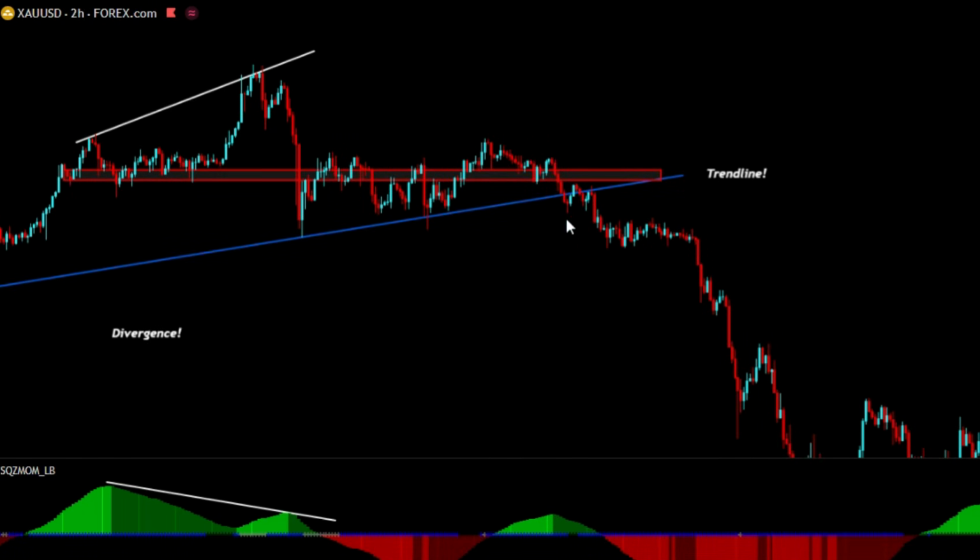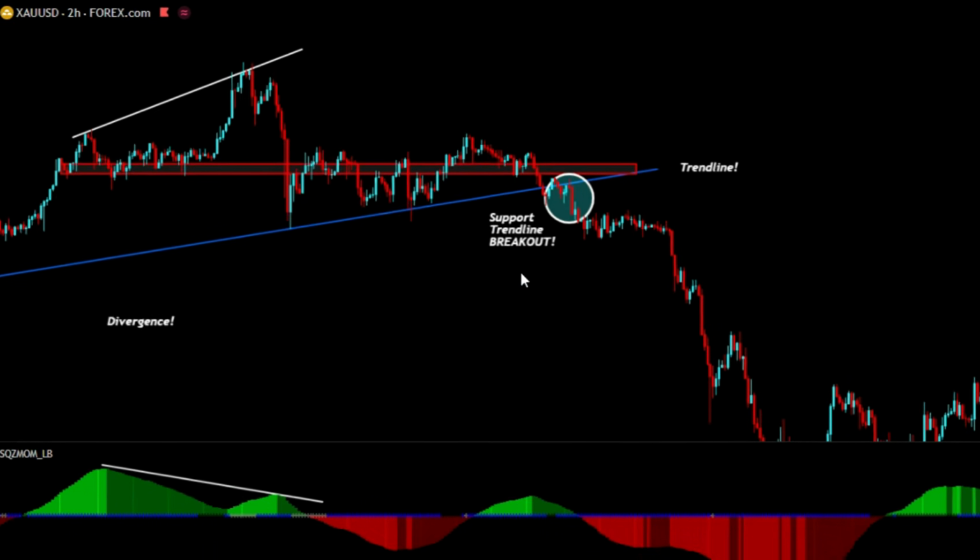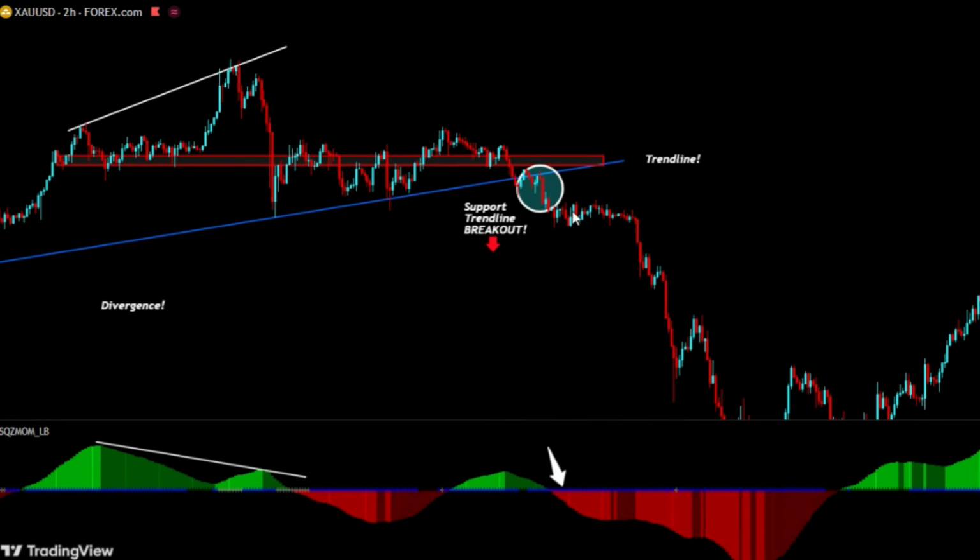When price eventually breaks both the trend line and the support area, some traders may view that as a confirmation that market conditions are changing. At the same time, the histograms turn red, showing that momentum is also shifting to the downside. This combination creates a much stronger bearish case than divergence alone.